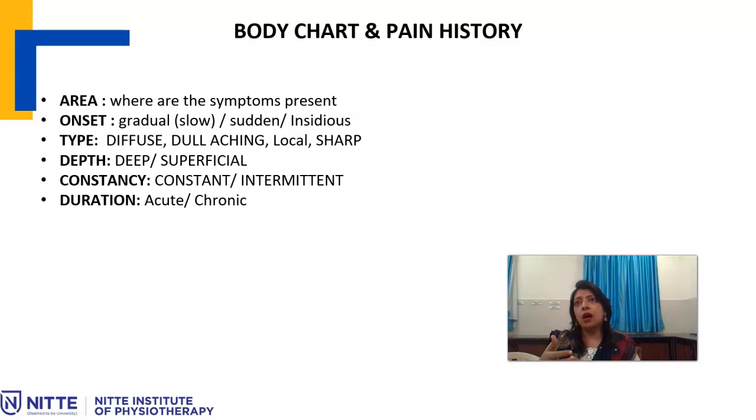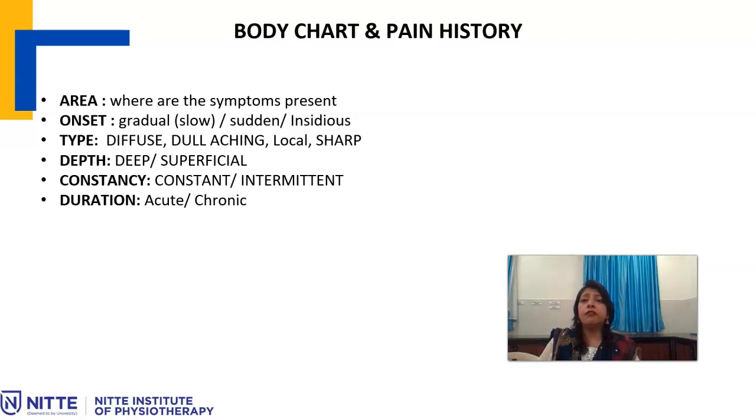So gradual means a patient says that one fine morning I had a slip and then I was alright, but after 2 hours my pain started. So it was a gradual onset of pain. Sudden, I had a fall and pain immediately started like a trauma, so that's known as a sudden onset. Insidious is where the patient does not understand or does not remember how the pain had started. Insidious onset where the patient cannot tell you how my pain started.